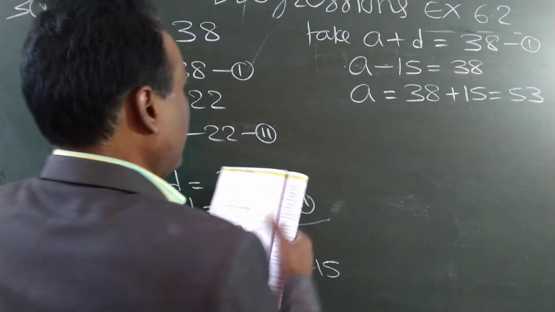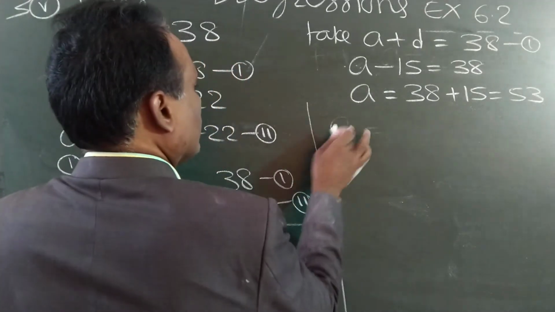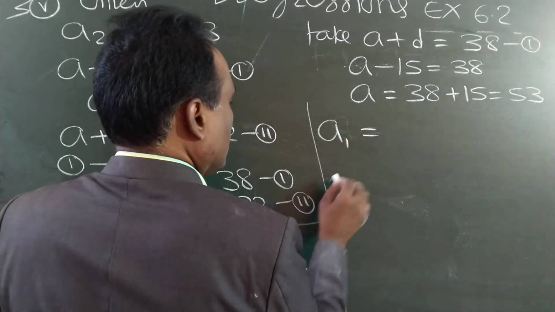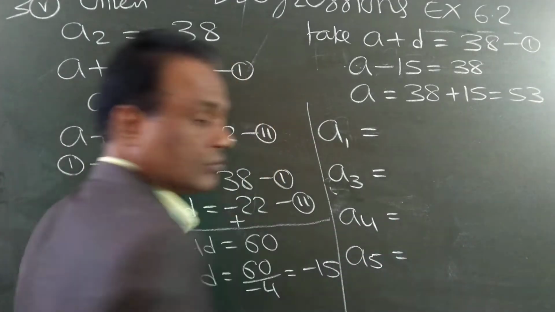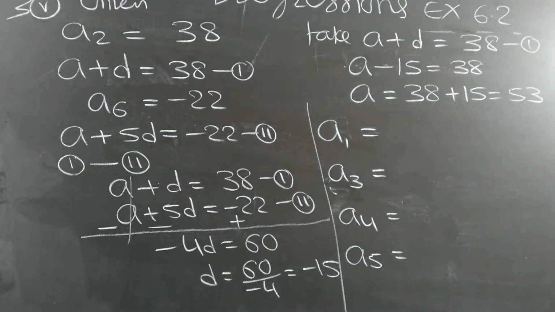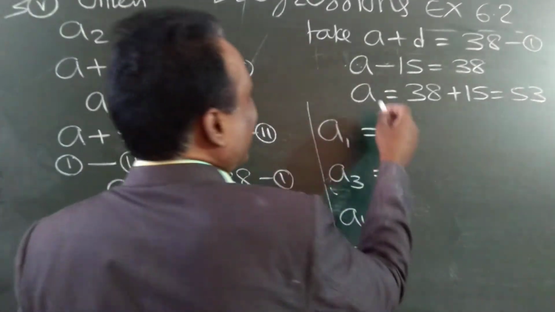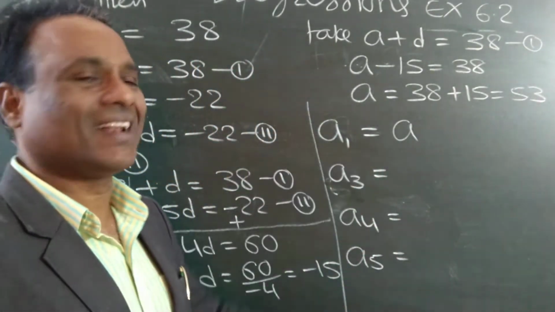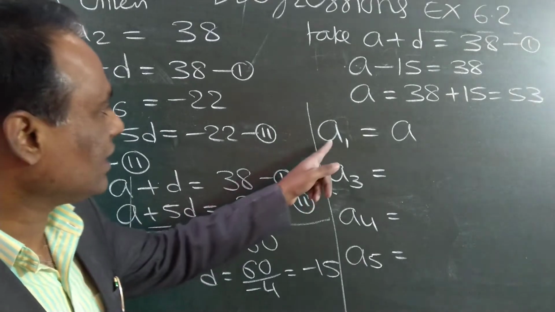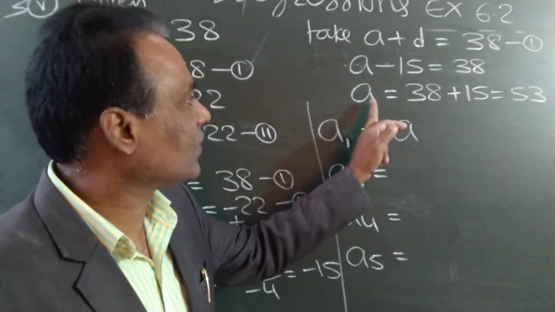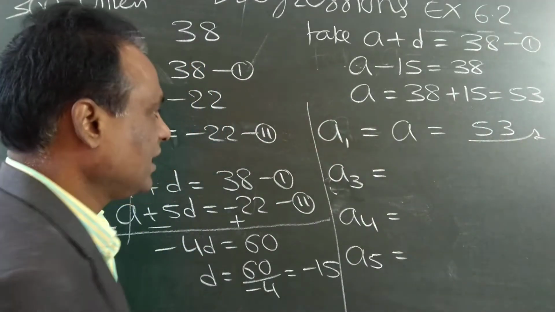See here. A1, A3, A4, A5. What is A1? Students, what is A1? A1 is the first term itself. A1 or A, both are same. A1 means A only. A is the first term. In the problem, it is denoted by A1, but the general notation is A. So we got the A value. What is it? 53 is the answer.